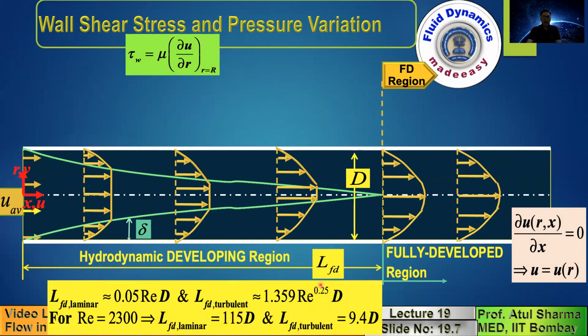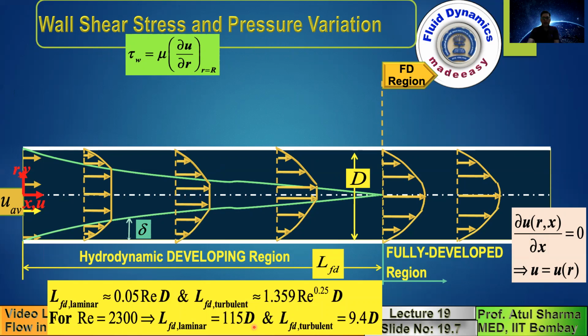For a laminar flow, the expression for the development length is approximately equal to 0.05 times the Reynolds number times the diameter. And for a turbulent flow, it is 1.359 times the Reynolds number to the power 1 by 4 times D. If you consider a Reynolds number of 2300, the maximum Reynolds number up to which you can have a laminar flow, and use the expression for laminar flow, you get a development length of 115 times the diameter of the pipe.